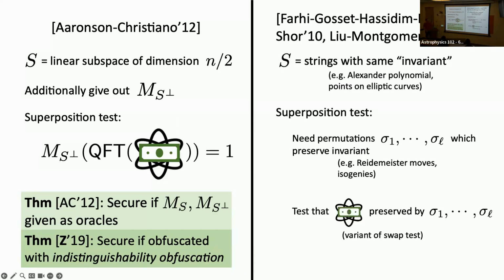Okay, for the knot setting, or more abstractly invariance, in the superposition test we additionally need some permutations that preserve the invariant. In the case of knot diagrams, these are Reidemeister moves, which amount to moving the string of the knot diagram around without cutting it. We need a bunch of these permutations, but the important thing is that the action of these permutations preserves the invariant. So even if you perturb it by these Reidemeister moves, you still end up with a knot diagram that has the same invariant. And so what you do is you test that the state you were given is preserved by these permutations.